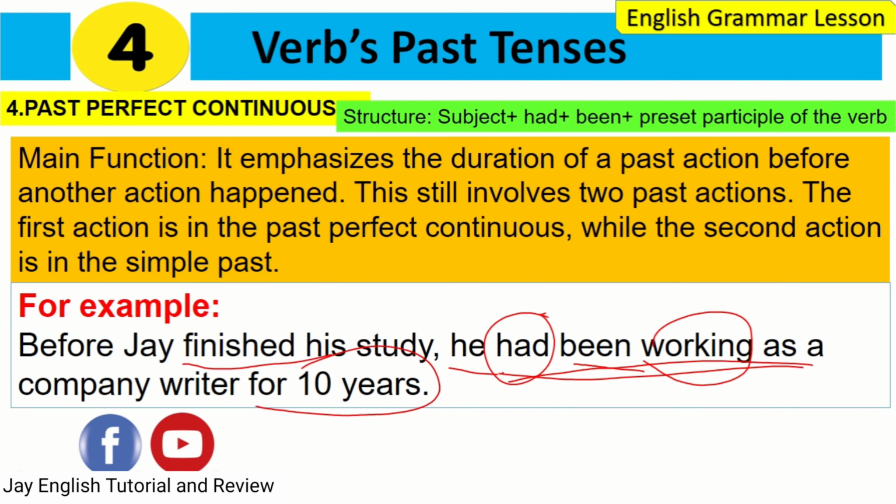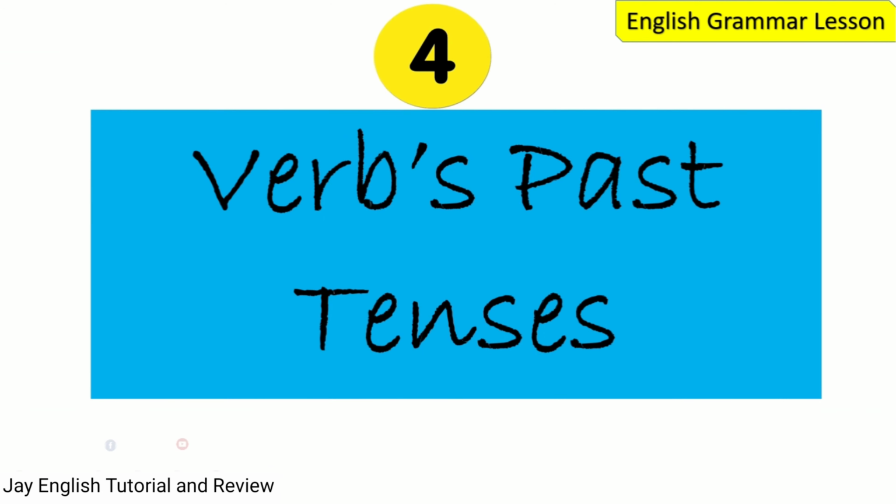Okay? As I said earlier, this is the difference between the past perfect and the past perfect continuous. In the past perfect continuous, we indicate a time duration in our first action. Then, similarly, we used the simple past tense in our second action. Okay, finished here is our second action, while he had been working is our first action. Okay? So that's how to use past perfect continuous. Before Jay finished his study, he had been working as a company writer for 10 years. And those are the verb's past tenses.